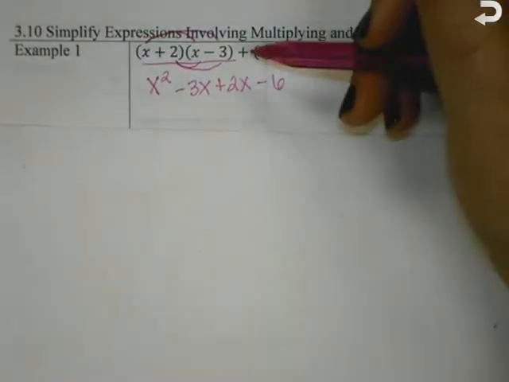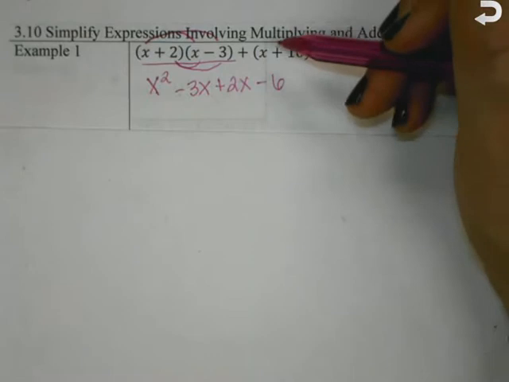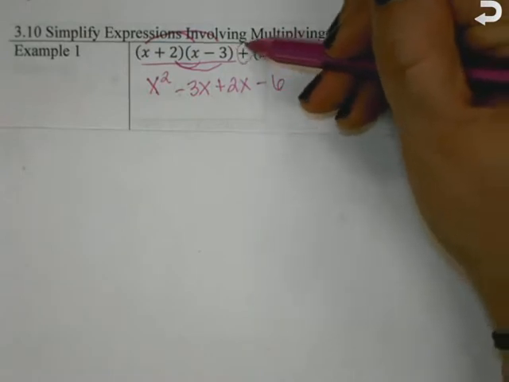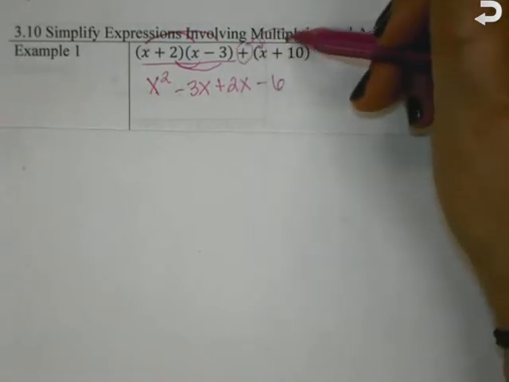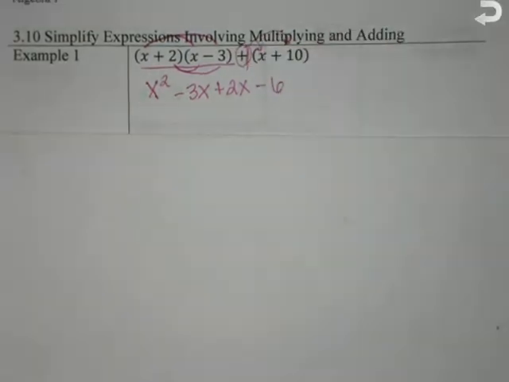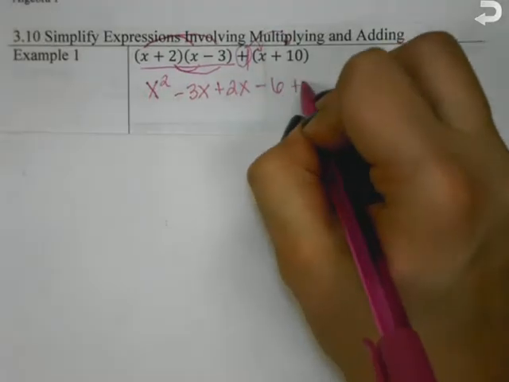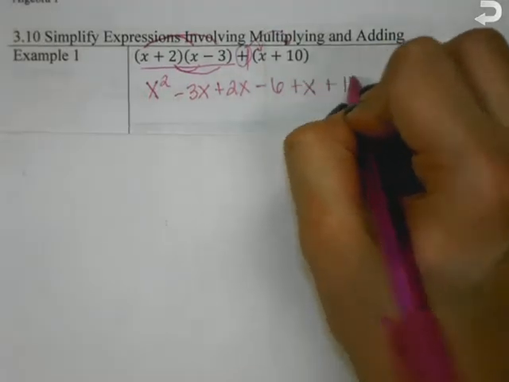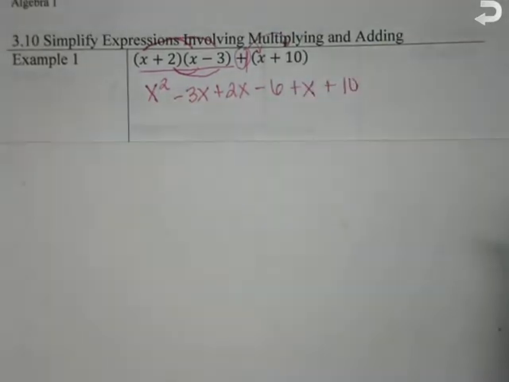Okay, so then we want to bring down the x plus 10. Since it's just a plus, when we distribute the plus 1, does it change anything? No, so we can just bring down plus x plus 10. Okay, does it look like I am done yet? No, what can I do next?